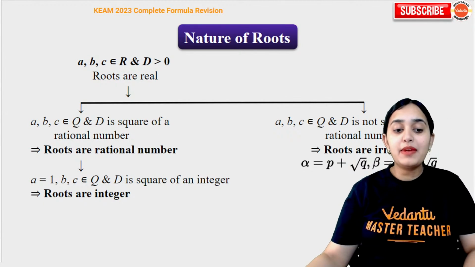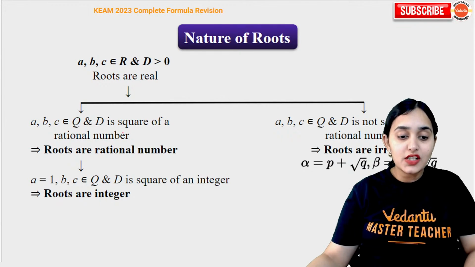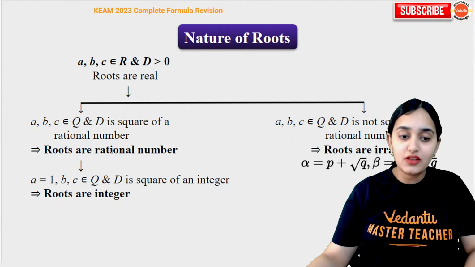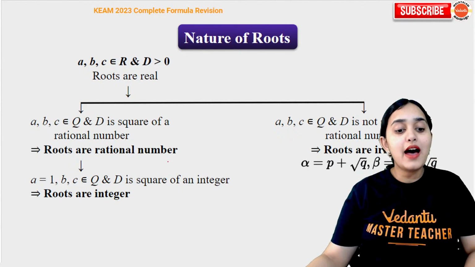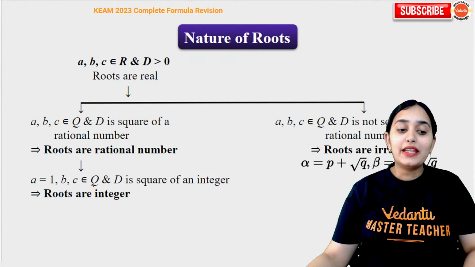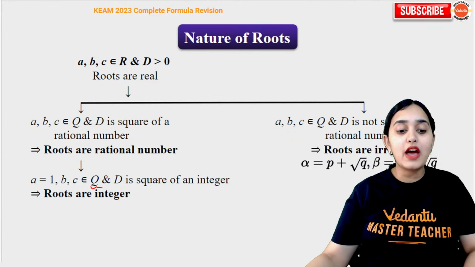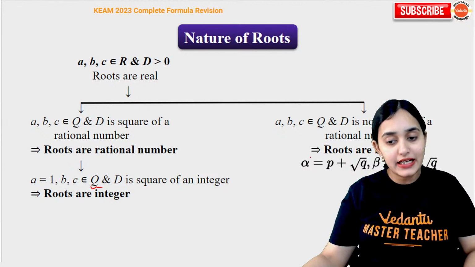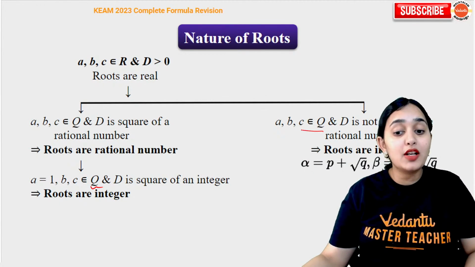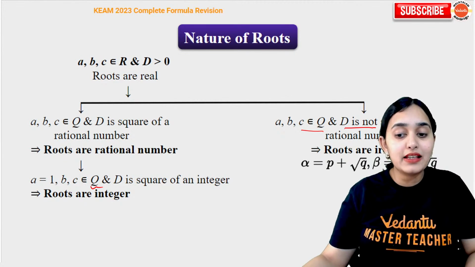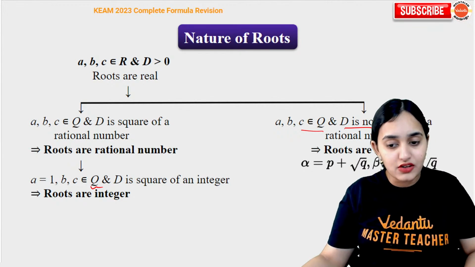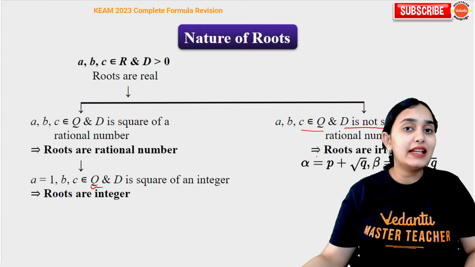If A, B, C belong to the integers and D is the square of a rational number, then roots are rational numbers. When A is 1, B and C belong to integers and D is a square of an integer, the roots are integers. Now, if A, B, C belong to rational numbers and the discriminant is not a square of a rational number, then the roots are basically irrational numbers.